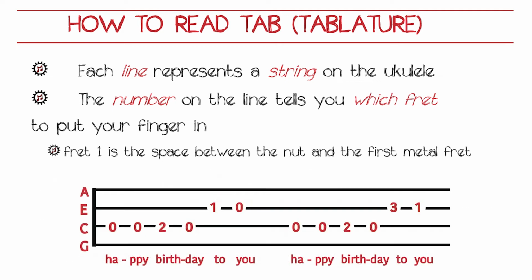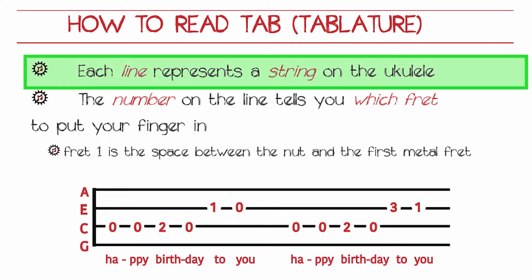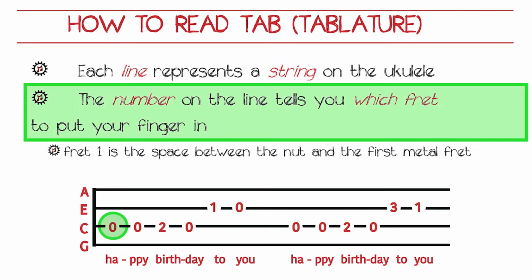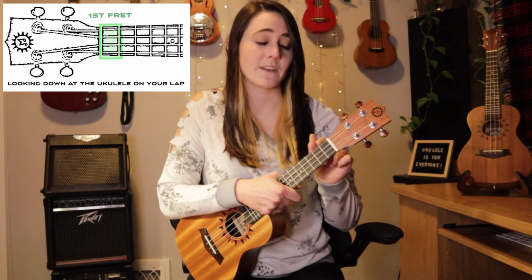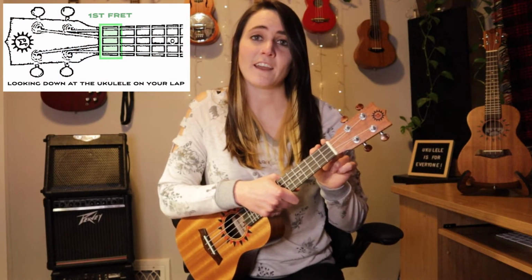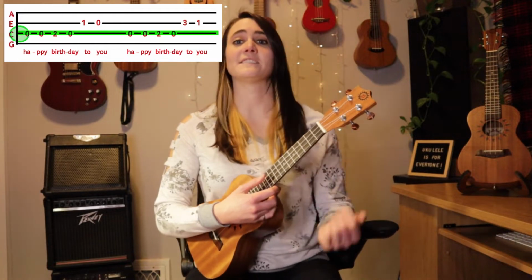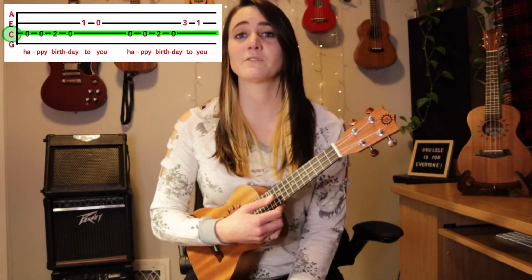Now we see that there's 4 horizontal lines here. Each of those lines represents a string on our ukulele. So we have 4 strings. We have our G, C, E, and A strings. The number on the line represents which fret you should put your finger in. So fret 1, remember, is the space between the nut and the first fret. And a 0 means that you just pluck the string with no fingers, just the open string. You can think of it as a 0 for 0 fingers, or you can think of it as an O for open.